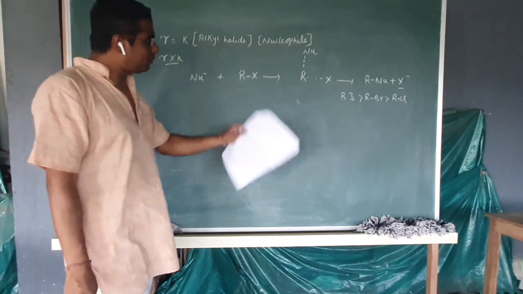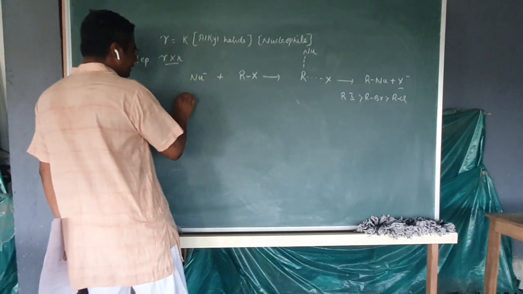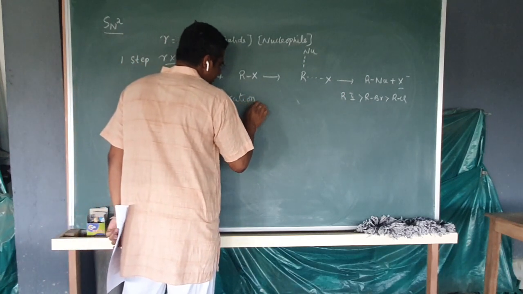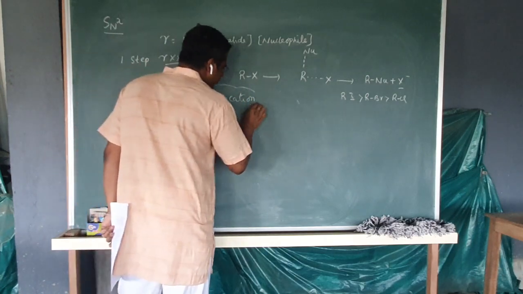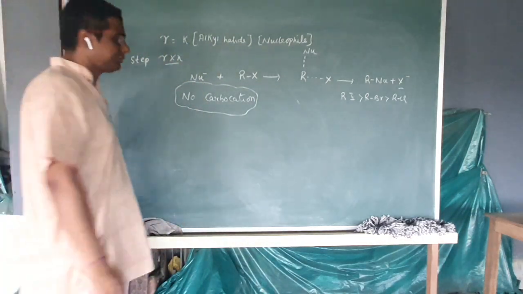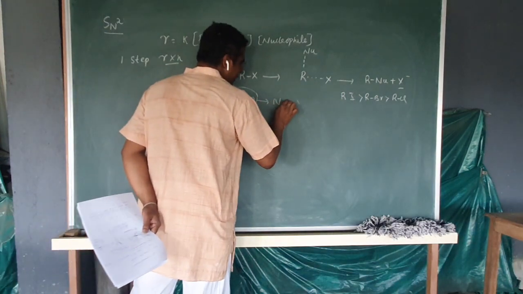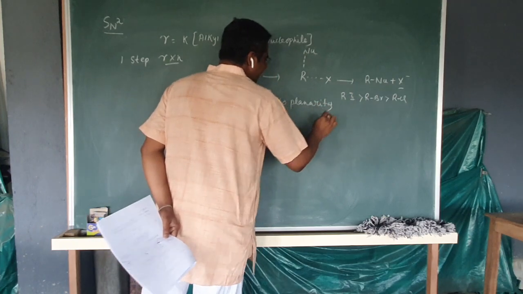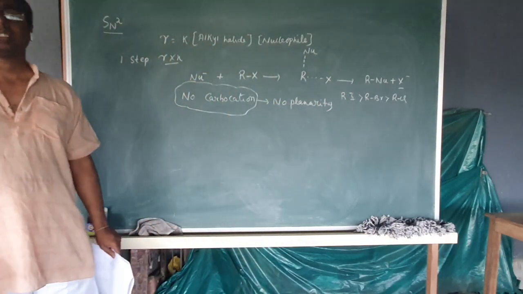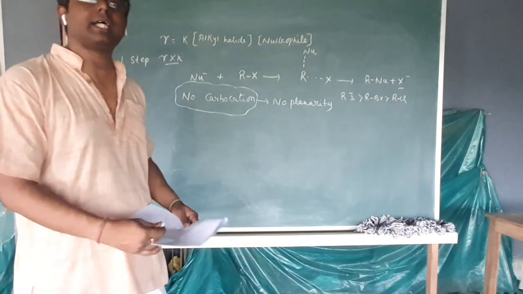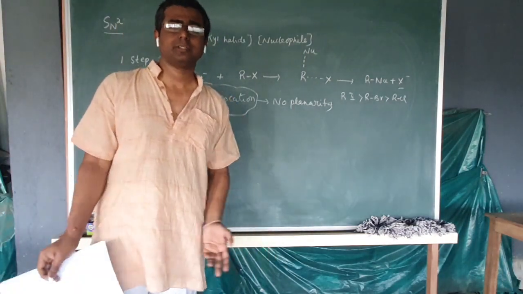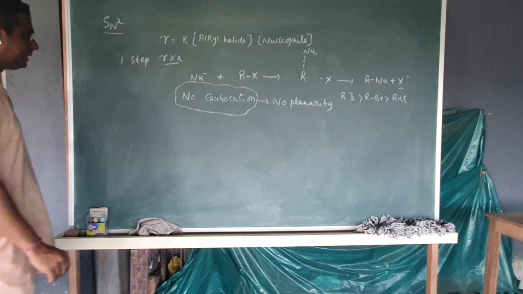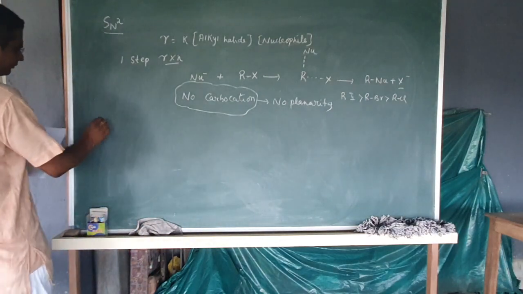Okay. But the most important thing is that here no carbocation is formed. If there is no carbocation, there is definitely no planarity. Due to the planar structure we have seen in SN1, the attack could have happened from the front side and also from the back side. But at this moment, there is no planarity. So only back side attack is possible in this case. So I will show you.